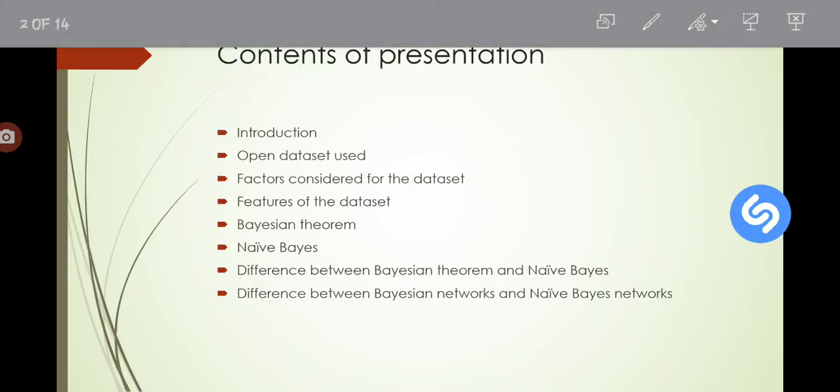This is the table of contents. There's the introduction, open database used, factors considered for the data set, features of the data set, and others.